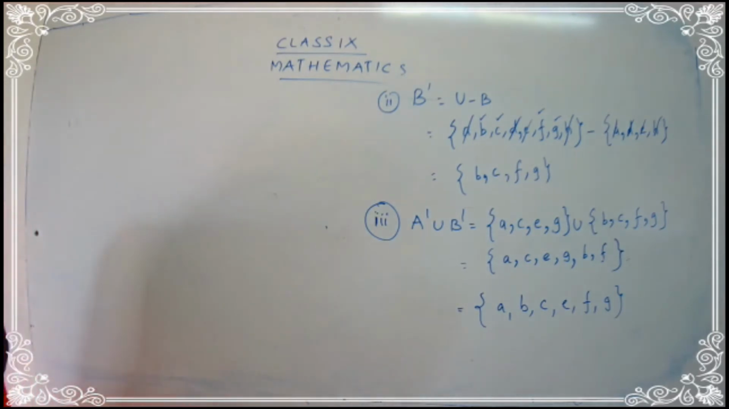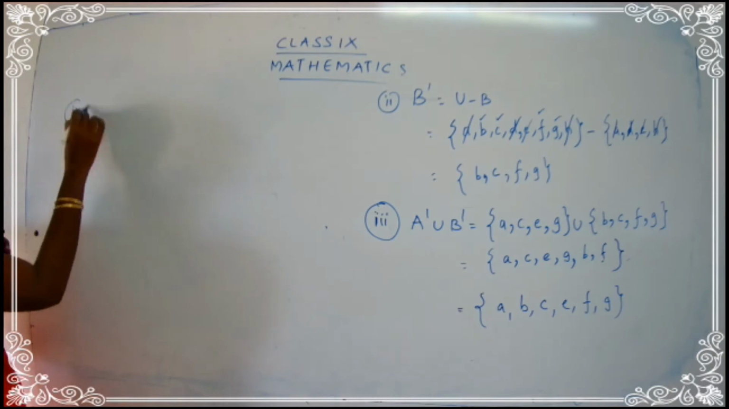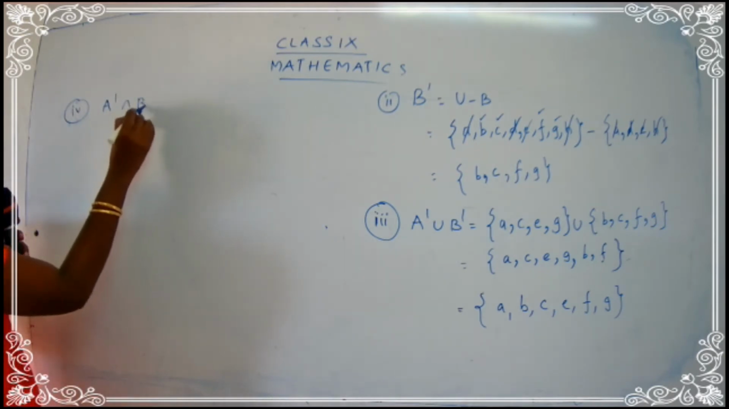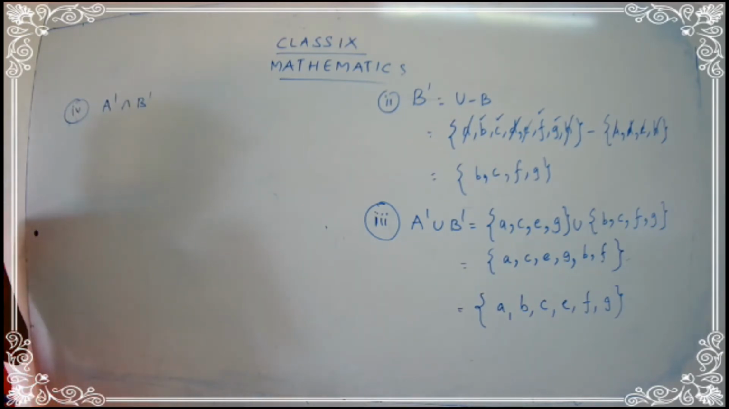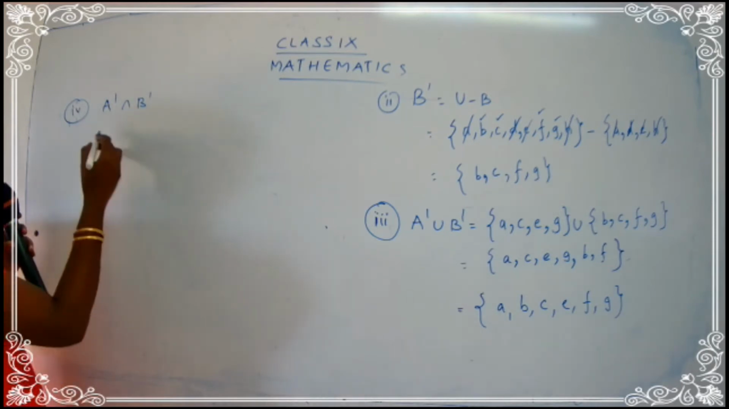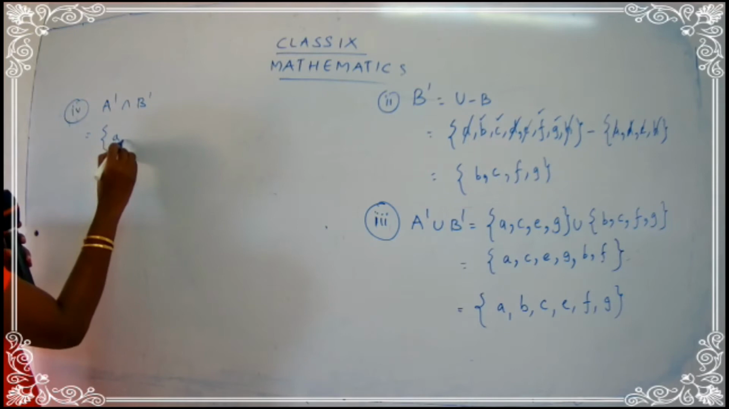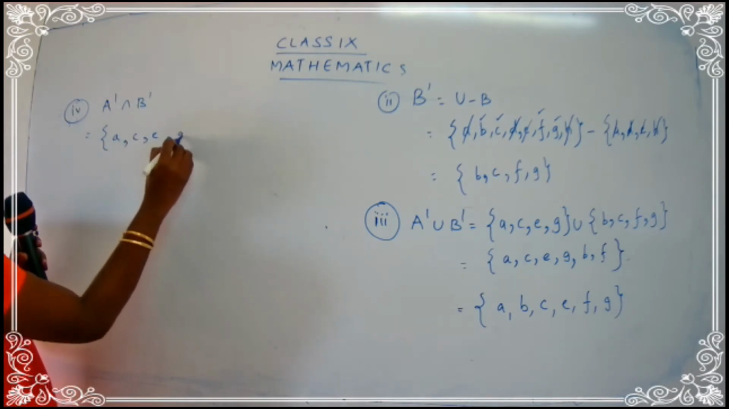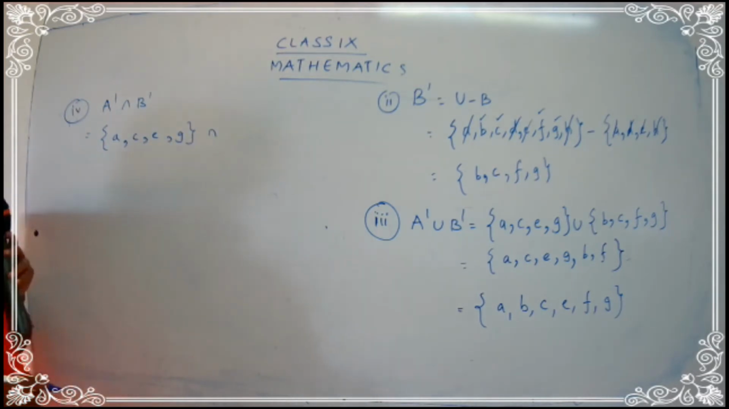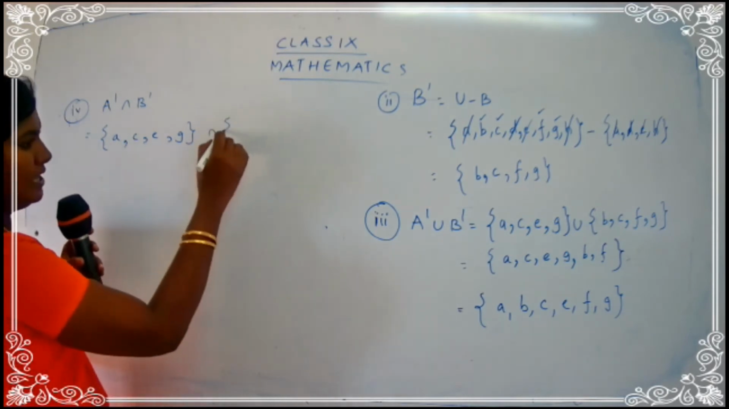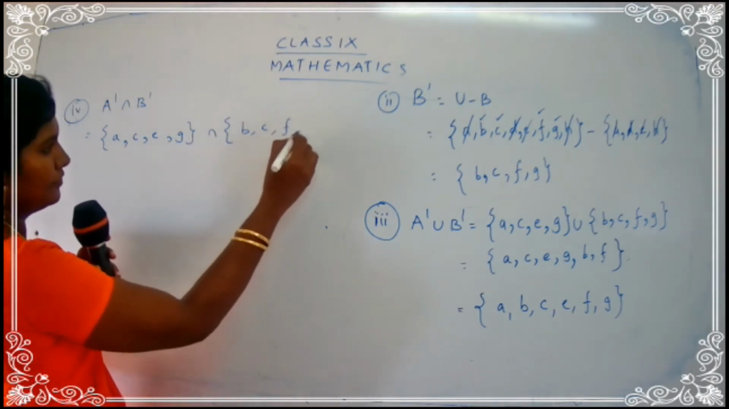The fourth subpart, I hope that many would have completed the sum. Yes, children? Very good. Fourth one is A dash intersection B dash. So try to write down the members first. What is A dash, children? A, C, E, G. Intersection. What is B dash? B, C, F, G.